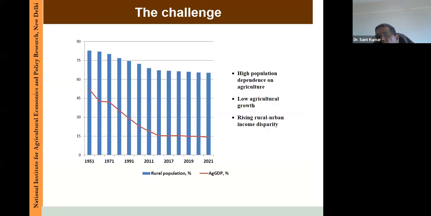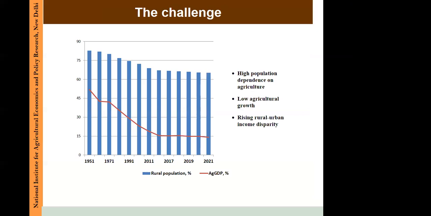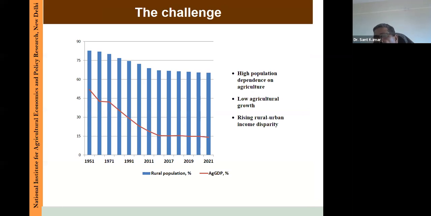But because of the high population dependence on agriculture and the low growth, rural-urban disparity is increasing in this country. Though during the pandemic period, agriculture did well compared to other sectors of the economy. The last year growth was 3.9%, and the previous year was 3.2%.